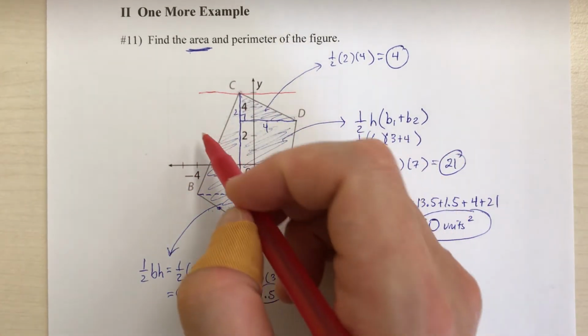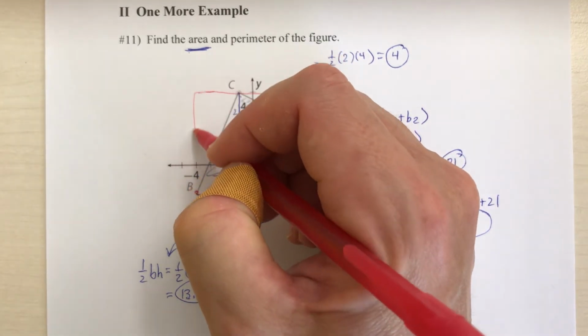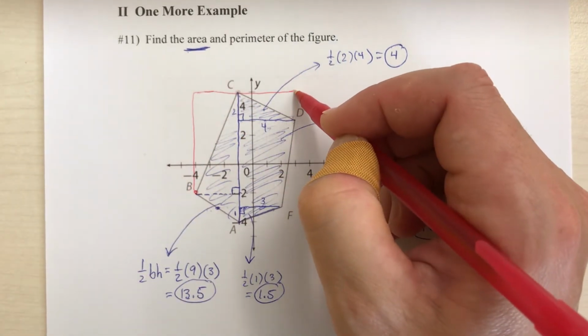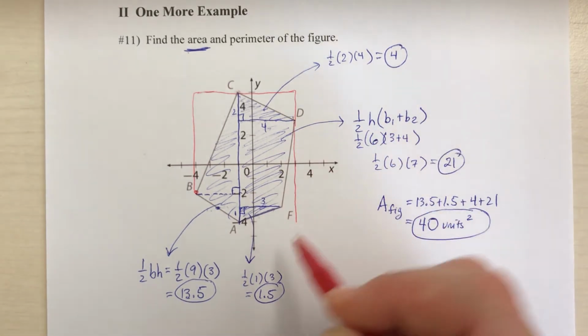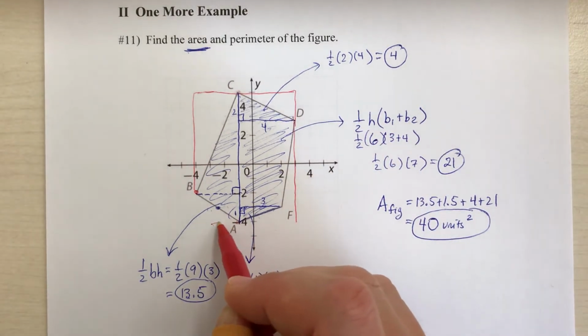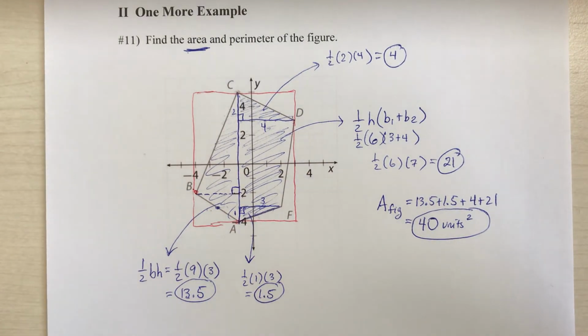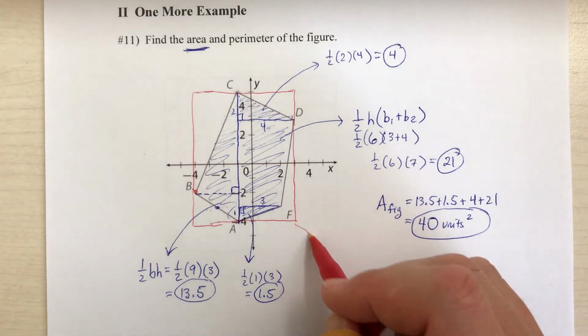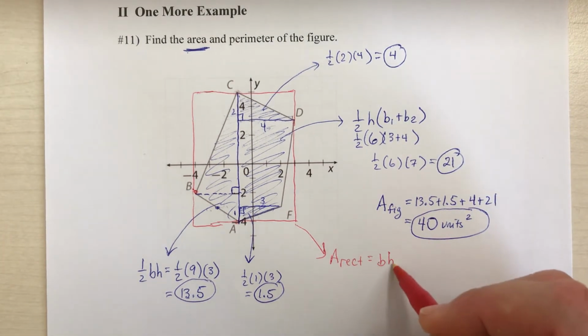Now I'm going to go from the furthest left, which is B. The furthest right is D. Now I'm going to go down until I get to the lowest point, which was A. And here's my rectangle. The reason we might do that is because a rectangle is very easy to calculate. It's just base times height.